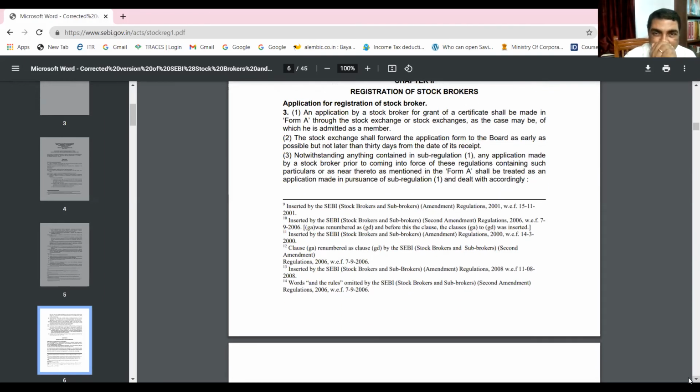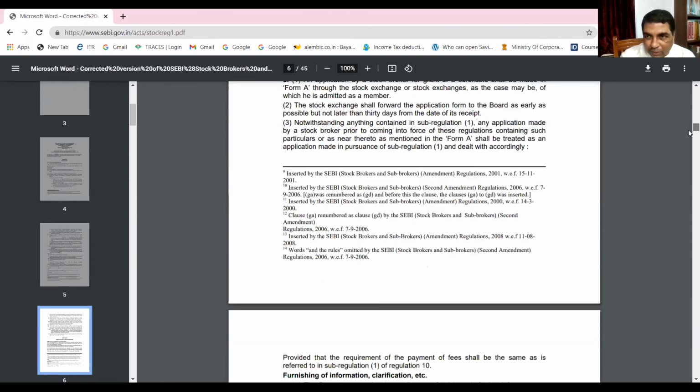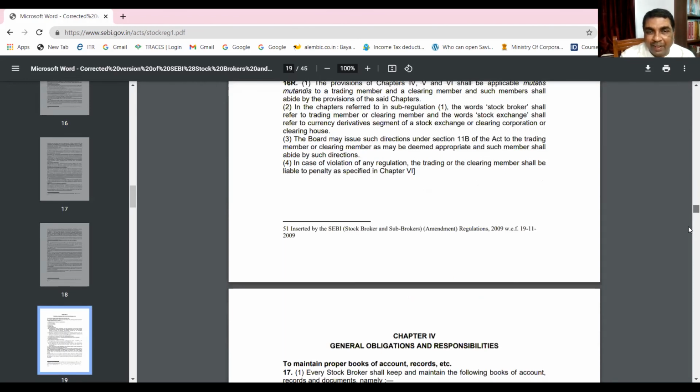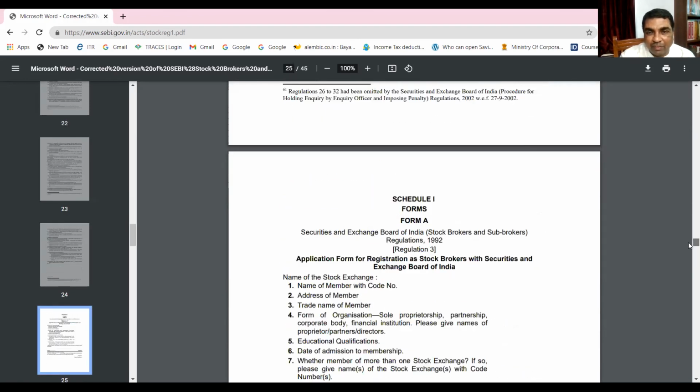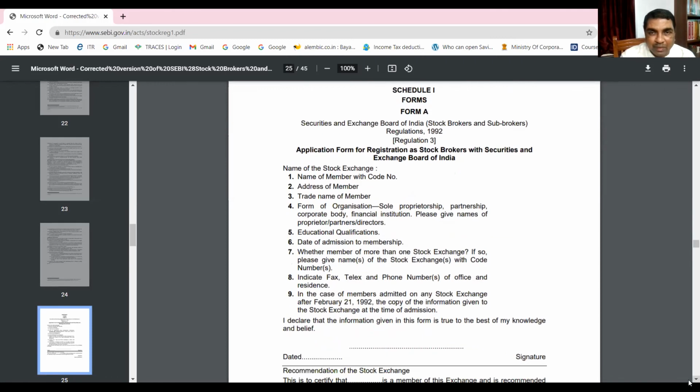This is SEBI's rule. You have to make an application and you will get a certificate. Without the grant of a certificate, you are not supposed to practice as a broker. How will you make the application? The application has to be made in a specified form called Form A. If you go to the last part of this regulation, you can find the format of Form A. You see, this is how you have to make an application.